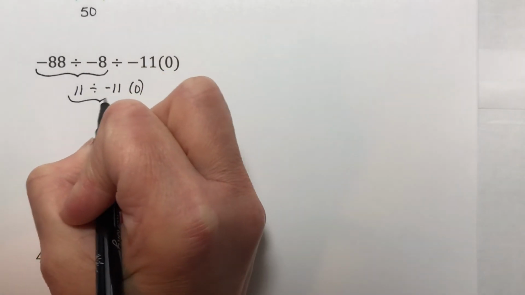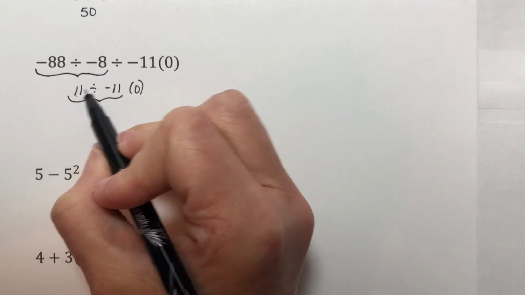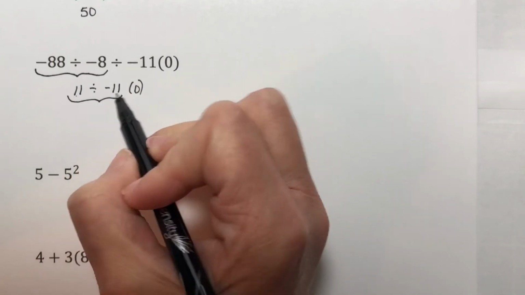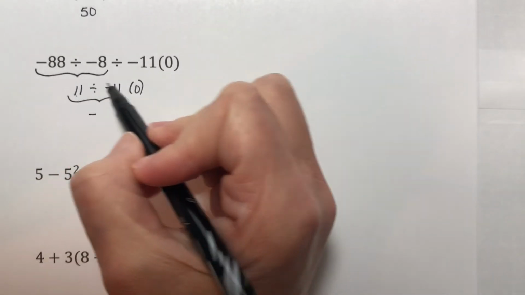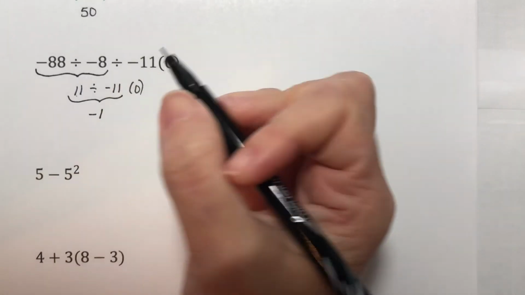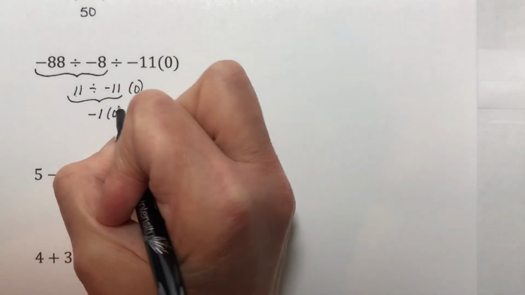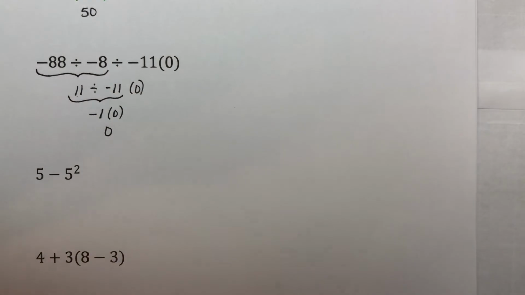Now I need to work this division. 11 divided by negative 11, opposite sign, so it's negative. 11 divided by 11 is 1. So I have 1 times 0, which is 0.